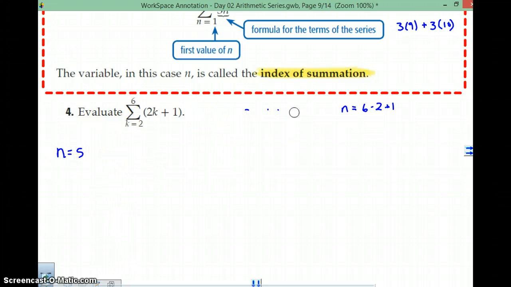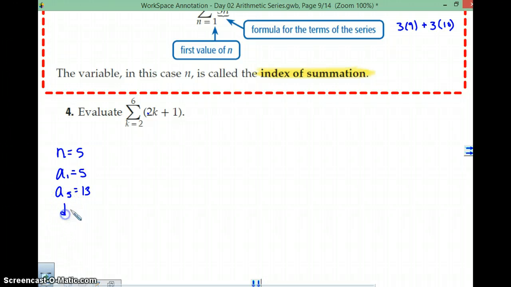All right, so let's keep going here. You do not need to figure out all of these. That was just to show you what's going on. Okay. What is a sub 1? Well, a sub 1, we plug in 2, that's 5. What is a sub 5? What's the last term? I'll plug in 6, 13. Good?